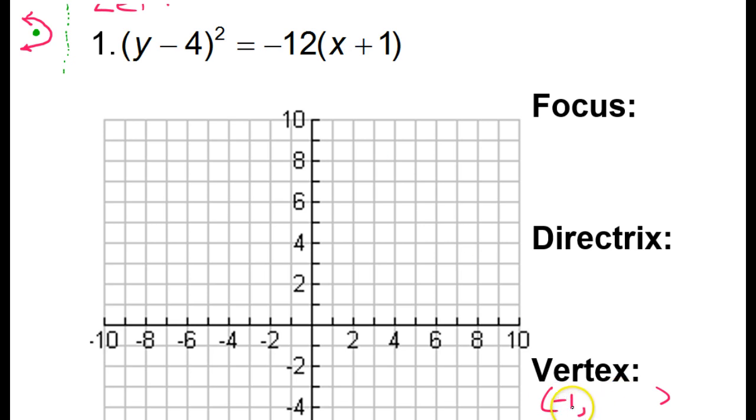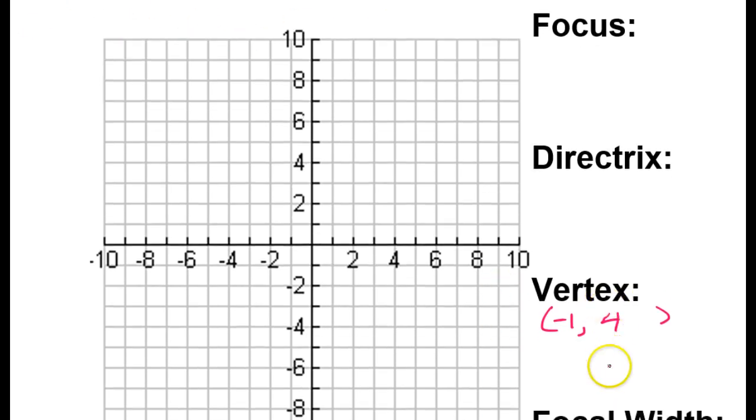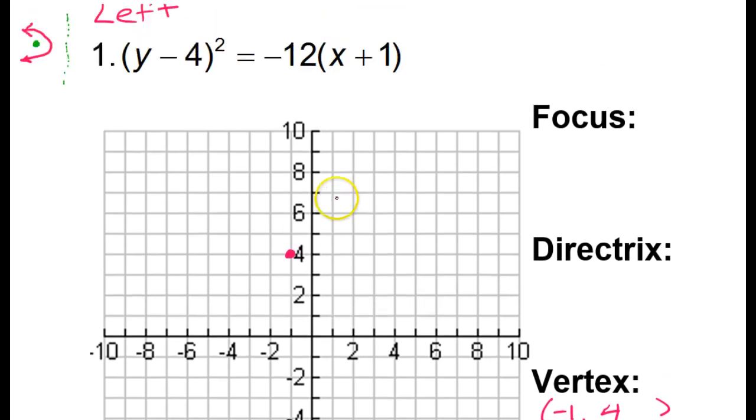The x-coordinate of the vertex comes from the x part of the equation. The y-coordinate of the vertex will come from the y part of the equation, so I will do the opposite of this and put a +4. So the vertex is -1, 4, and I will graph that now. -1, 4, there's my vertex right there.